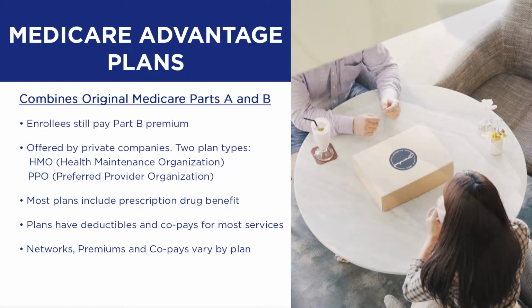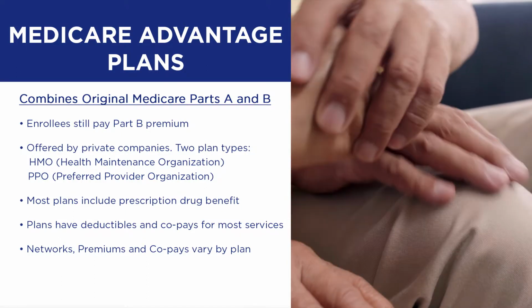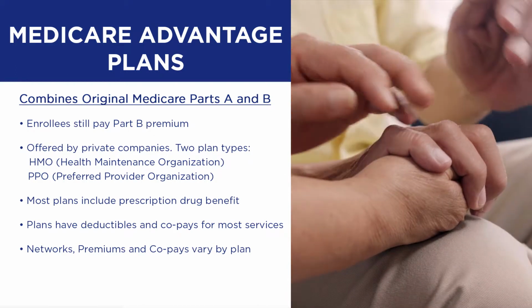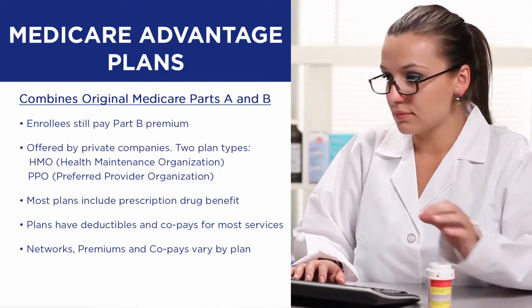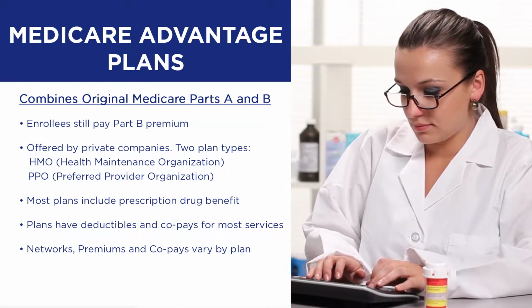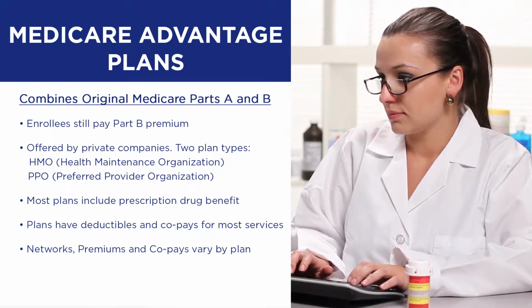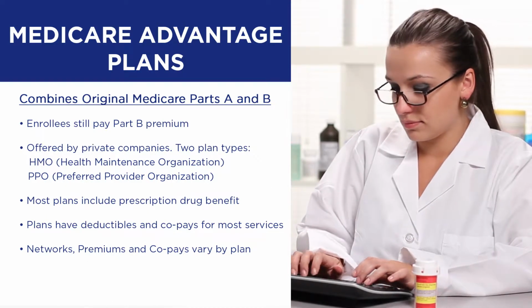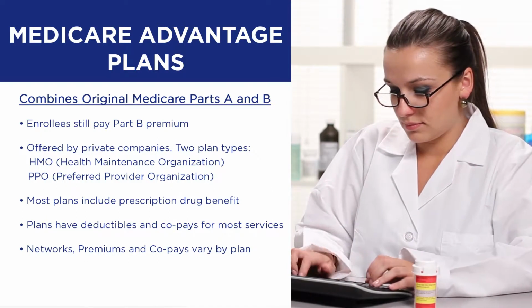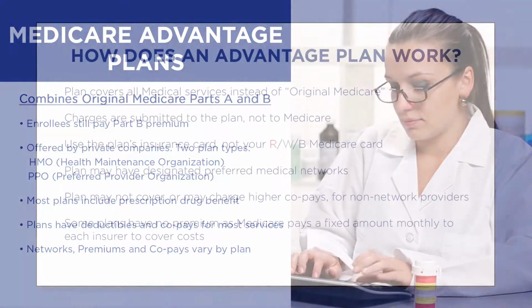Examples of Advantage plans would include a health maintenance organization, or HMO, and a preferred provider organization, or a PPO. These types of plans will include a network of providers and may have deductibles, co-pays, and monthly premiums for services provided. These out-of-pocket costs can vary by plan.